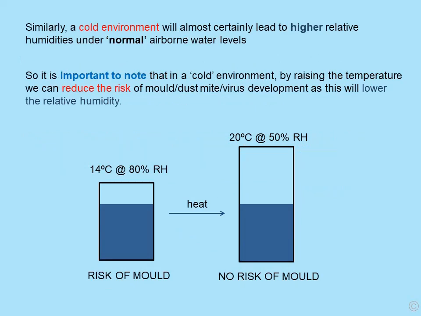Similarly, in a cold environment, that also leads to a higher relative humidity under what one could call normal airborne water levels. We saw this in the case of the cupboard earlier on. So it's important to note that in a cold environment we can raise the temperature, and this will reduce the risk of these problems as it will lower the relative humidity. Again, simple: go into a property, it's very cold, 80% relative humidity, put some heat on, and drop the relative humidity to 50% if we can get the heat up to 20 degrees.